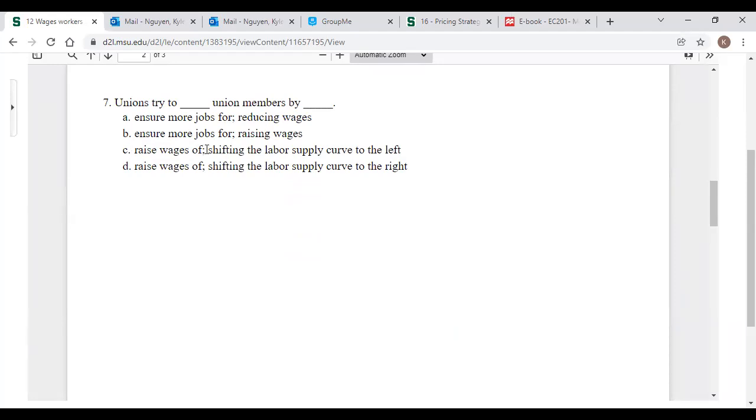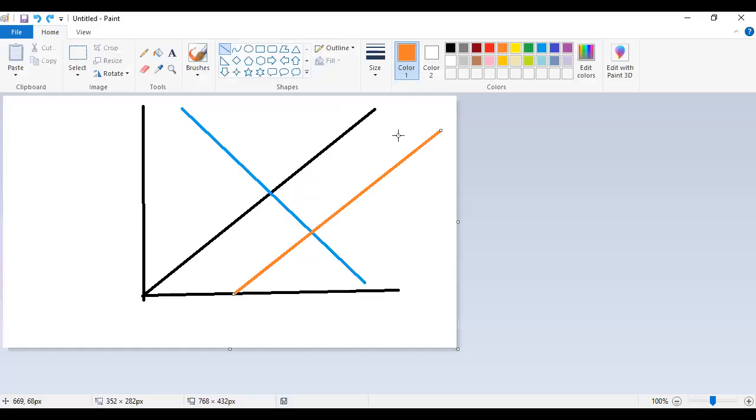C, raise wages by shifting the supply curve to the left. This is actually the correct answer. And let me show you guys how. So they say let's shift the supply curve to the left. Now let's do that. No, that's not pretty, but that's fine. Notice how it went from right here to right here.